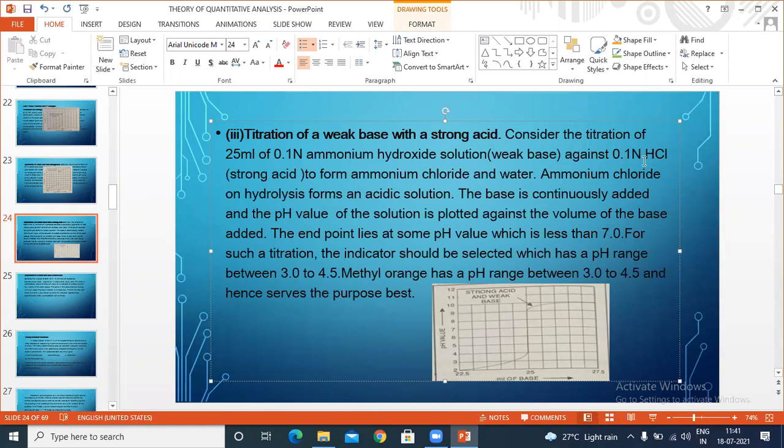The pH range for HCl, a strong acid, is from 1 to 3 only, and ammonium hydroxide, a weak base, has a pH near 7, that is around 7 to 8.5 only. So at the neutralization point, when it undergoes neutralization, we can expect the pH range between.